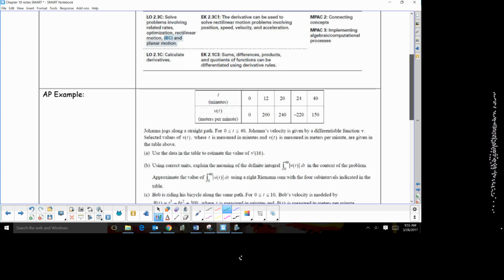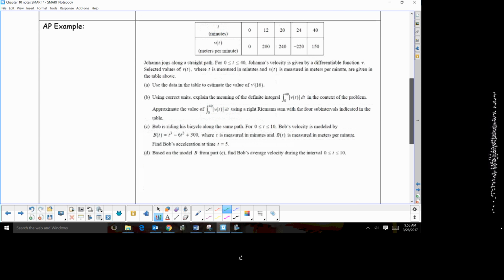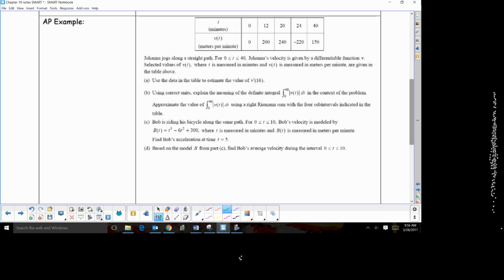Okay, last one, and it is a free response. Let's start with A. Johanna jogs along a straight path for t between 0 and 40 inclusively. Johanna's velocity is given by a differentiable function v. Selected values of v of t, where t is measured in minutes and v of t is measured in meters per minute, are given in the table above. Use the data in the table to estimate the value of v prime of 16.